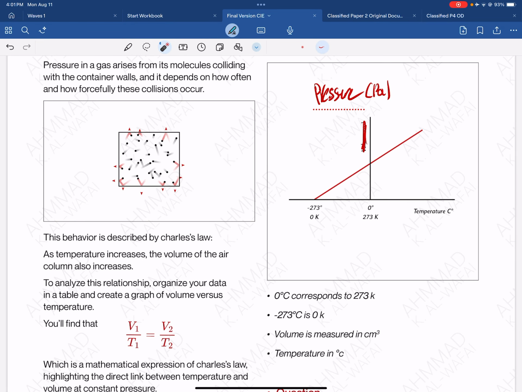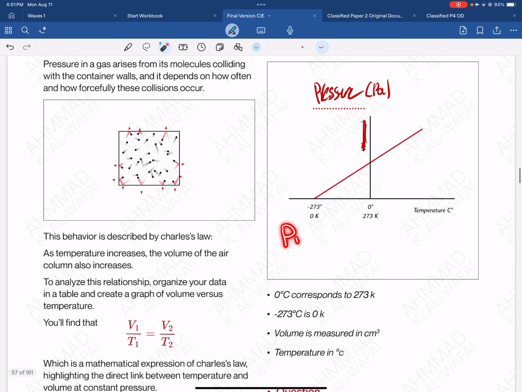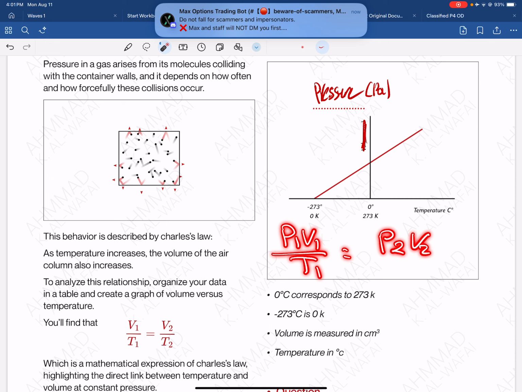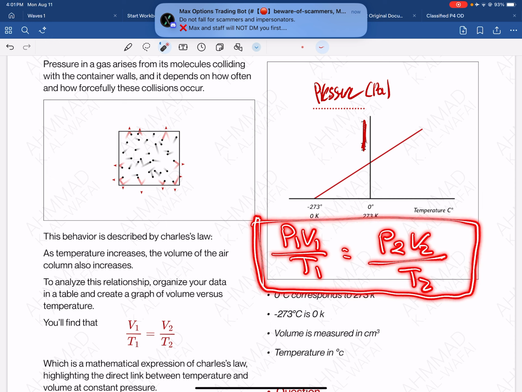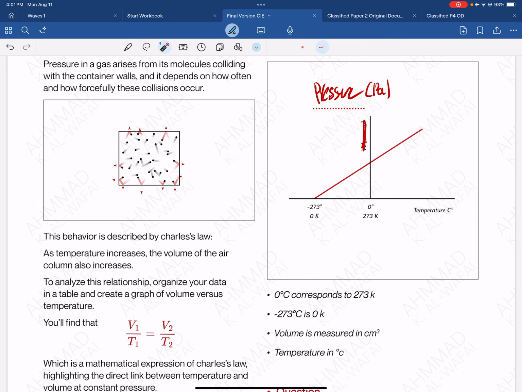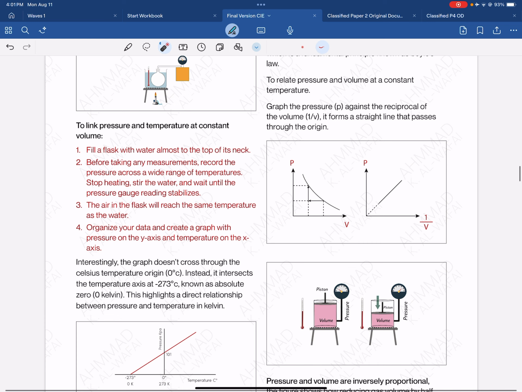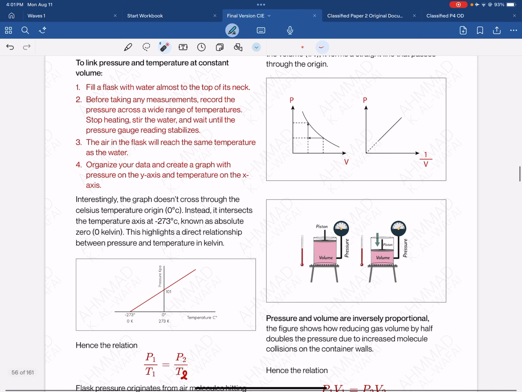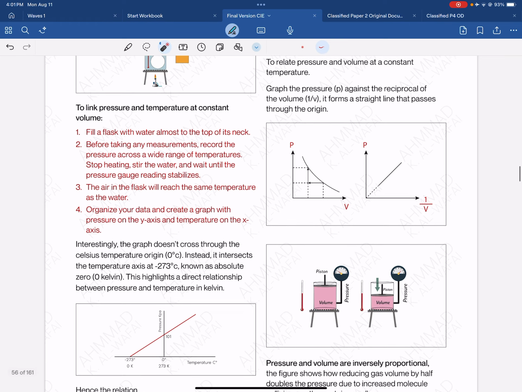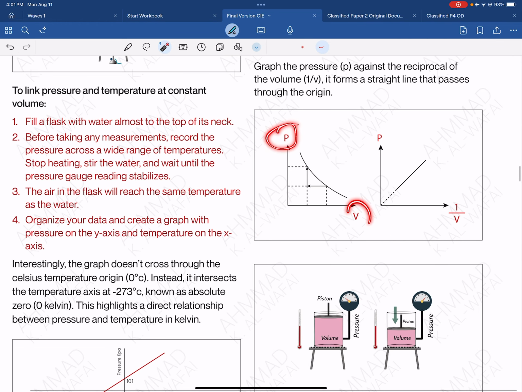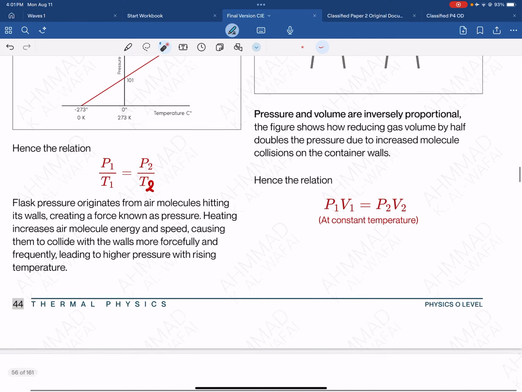Now, what you have to understand is that all of these laws are connected to each other. So for those who are studying Edexcel, you have to understand that P1 V1 over T1 is equal to P2 V2 over T2. Now, all of these laws have a certain constraint. As you can see here, we were keeping the volume constant while increasing the temperature. Here we were studying pressure and volume, so we're keeping the temperature constant.